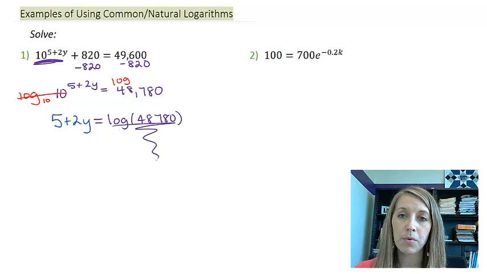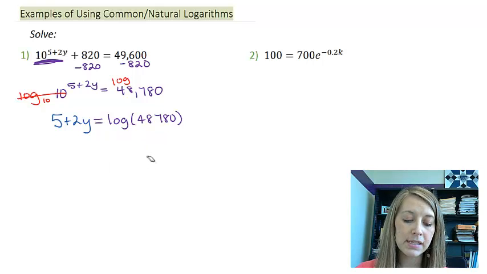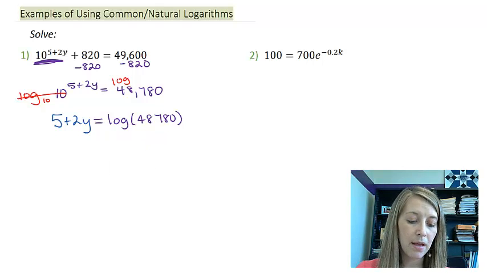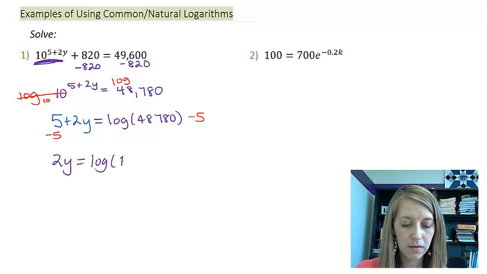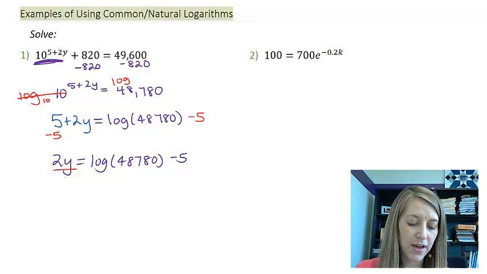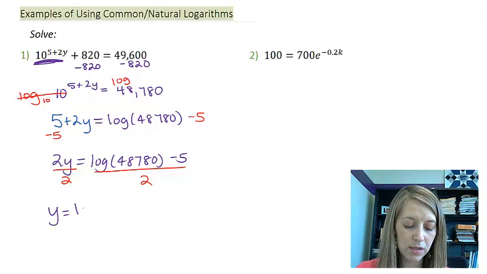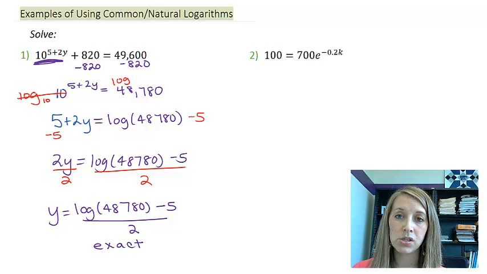We are down to a linear equation. Again, the log of this number here is just a constant. It's just an ugly decimal. So I can isolate my y variable by first subtracting 5 from both sides, and then dividing by 2. And so I have y equals log of 48,780 minus 5, over 2. If it wants the exact answer, this is the answer that we would give.